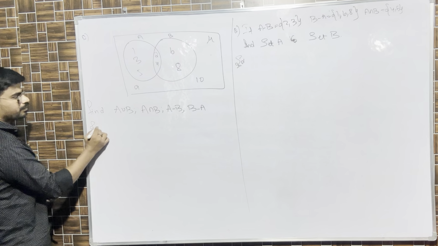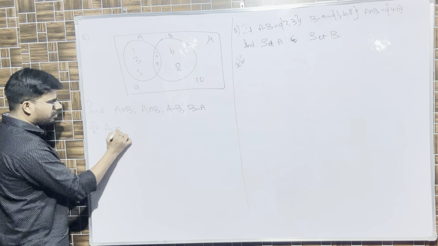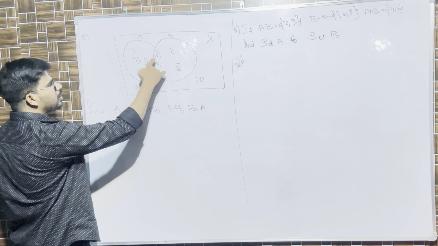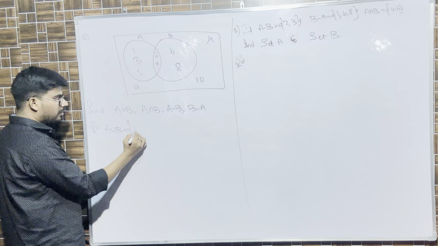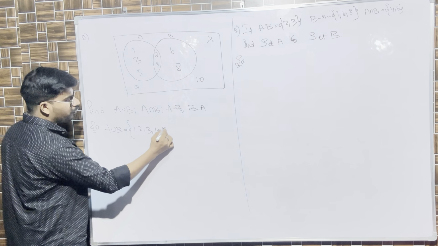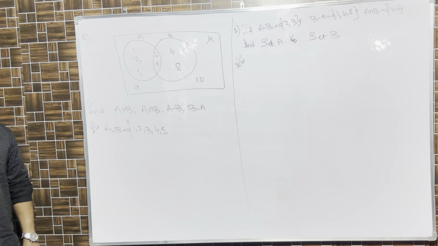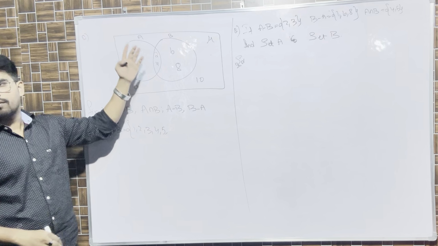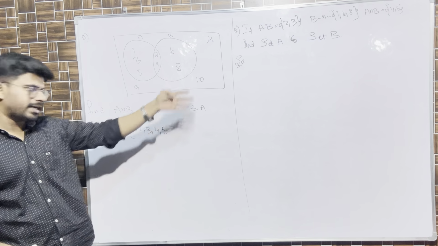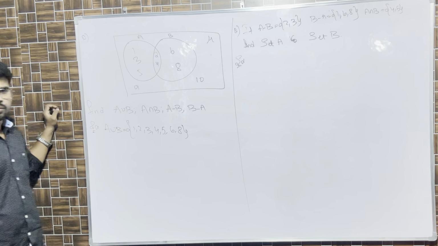A union B. Union in the sense will take all the values in the set A, in B, and the common elements as well. A union B is equal to 1, 2, 3, 4, 5, and 6 and 8 as well. Because union in the sense all of the values, common terms will be written once, and whatever is there in the first set and in the second set has to be written. So 6 and 8. This is A union B.